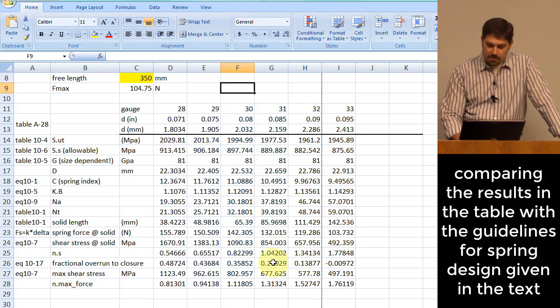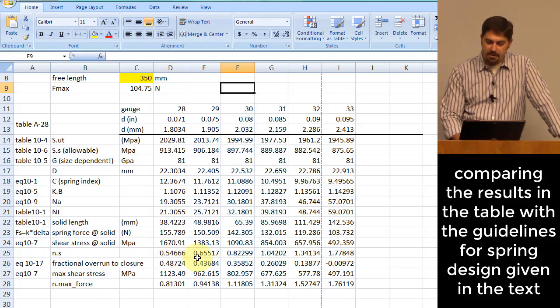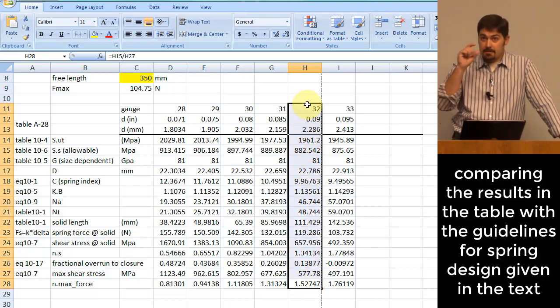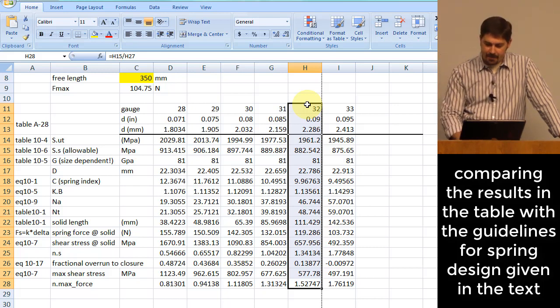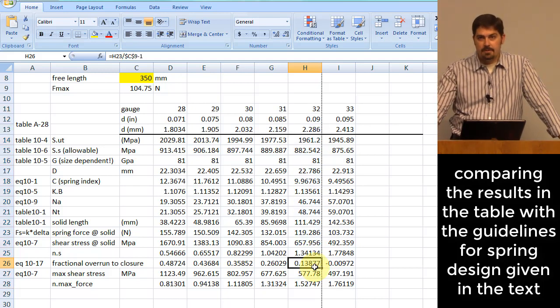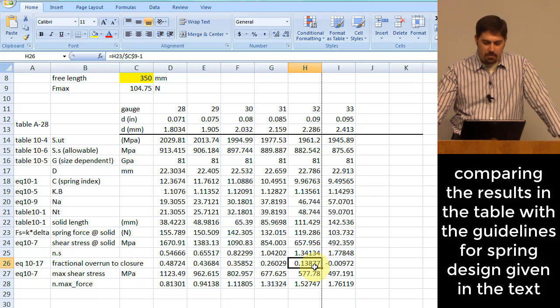Okay, and what you see there is that having it 35 centimeters long changed our shearing stress at the solid height a little bit, but what else did it do? We now have this column over here where we've increased the wire size by 1 gauge, right? And now we're good in terms of our solid safety. And what do we see now in terms of our fractional overrun to closure? You're closer. And I would actually at that point start thinking, yeah, maybe close enough, since those are kind of guidelines anyway.